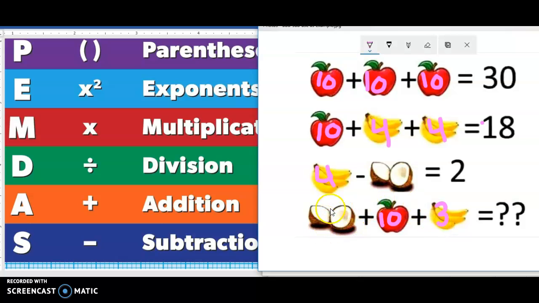I got to figure out these coconuts. 4 minus something is 2. Well, I know 4 minus 2 is 2. So 2 and 3 gets me to 5, plus 10. The answer is 15. I kind of gave you a hint here too because I put 2 question marks so they knew it had to have 2 place values.